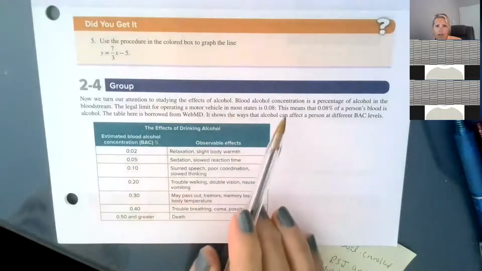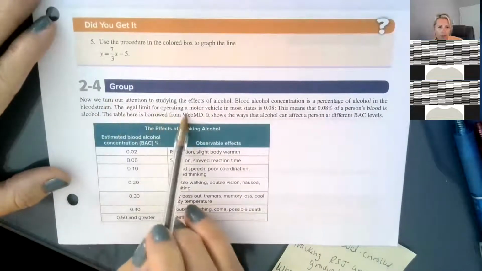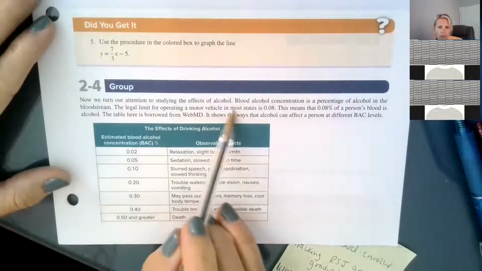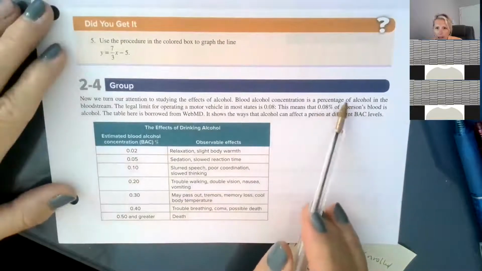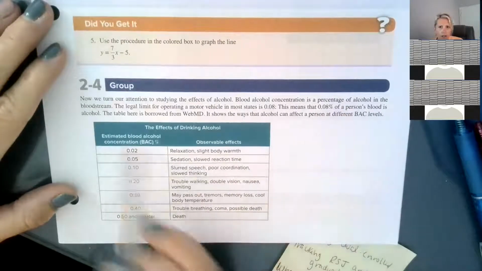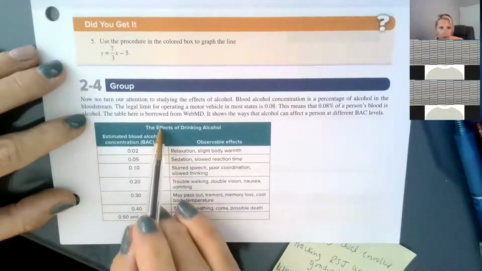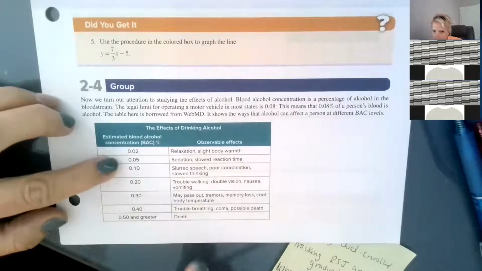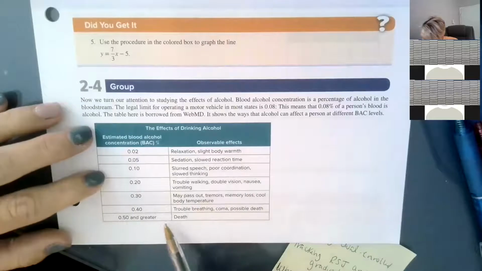Blood alcohol concentration is a percentage of alcohol in the bloodstream. The legal limit for operating a motor vehicle in most states is 0.08. This means that 0.08% of a person's blood is alcohol. So the table here is from WebMD and tells how a person is affected with different BAC levels.